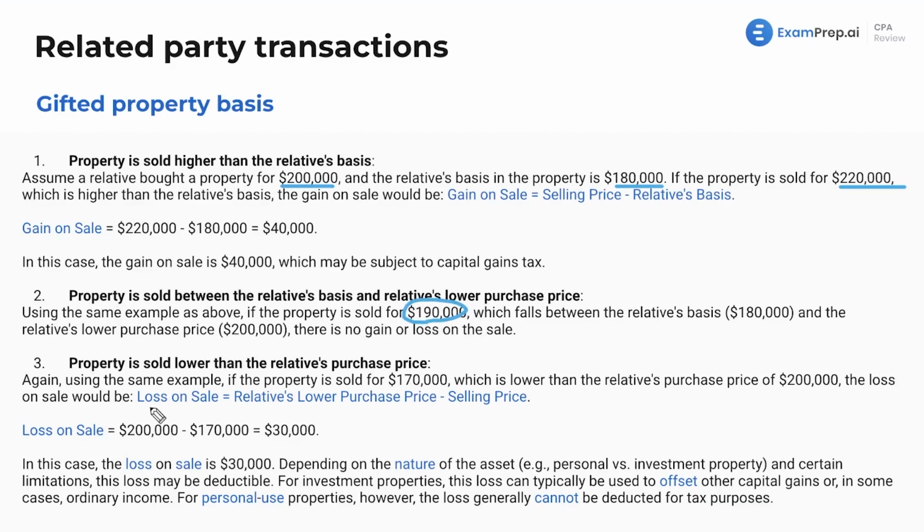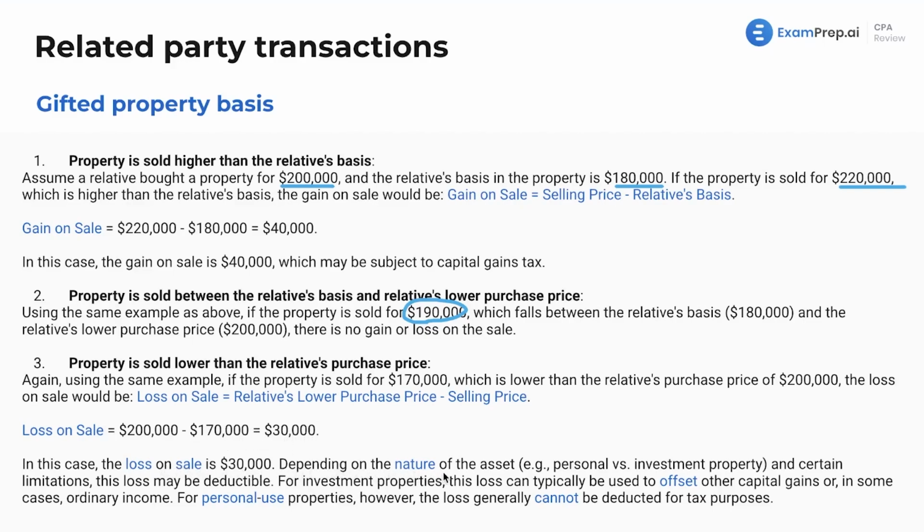Lastly here, again using the same information as above, if the property is sold for $170,000, that's lower than the relative's purchase price of $200,000. The loss would be calculated as $200,000 minus $170,000. And what are we choosing here as the middle? We're going to say that the property sold for $170,000. That is going to be the lesser amount. So $200,000 minus $170,000 gives us $30,000. In this case, the loss on the sale is $30,000.